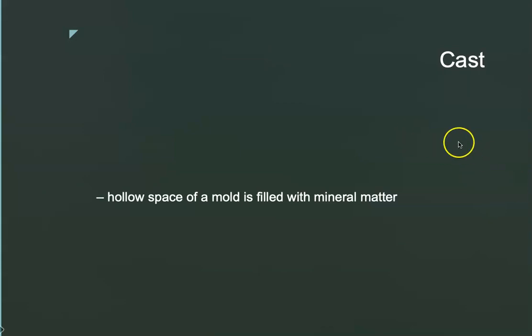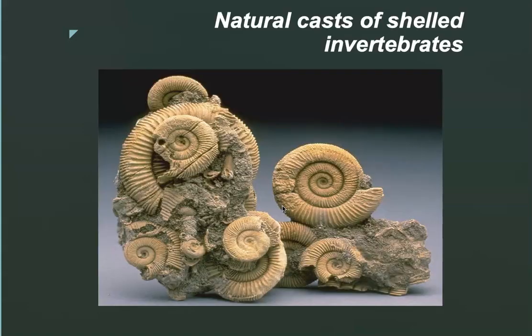Now, sometimes a mold gets filled with something hard. If you were to squish your hand into wet clay and make a handprint, and then fill that handprint with plaster, the plaster cast of your hand would be a type of fossil. It's when the hollow space of a mold is filled with minerals. Here are some natural casts of more ammonite, that squid relative I mentioned.